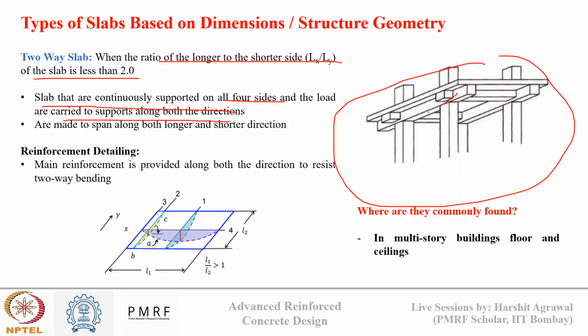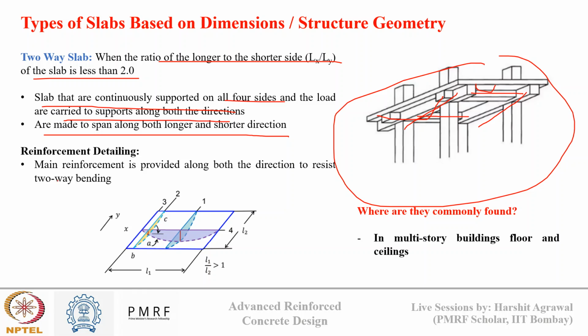Now, there are supports present on all four sides. So load distribution occurs in all four directions, and they are made to span along both the longer and shorter direction. So in both directions these slabs can bend.